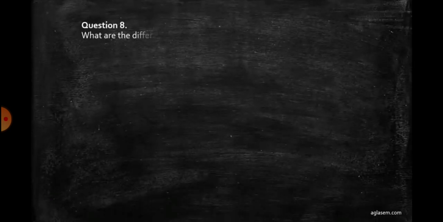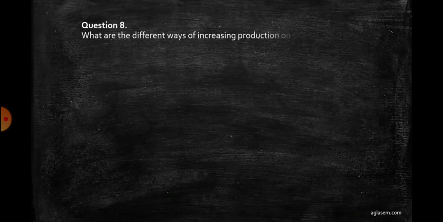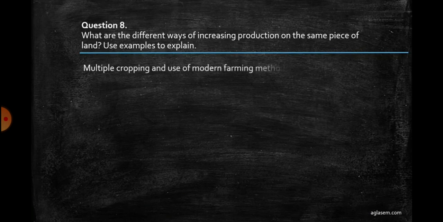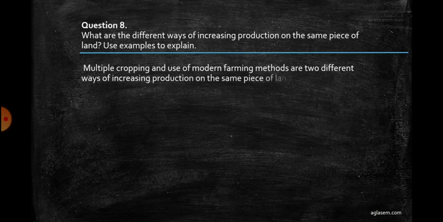Question number 8. What are the different ways of increasing production on the same piece of land? Use examples to explain. Very important question. First one is multiple cropping and use of modern farming methods are two different ways of increasing production on the same piece of land. That is, first is multiple cropping.